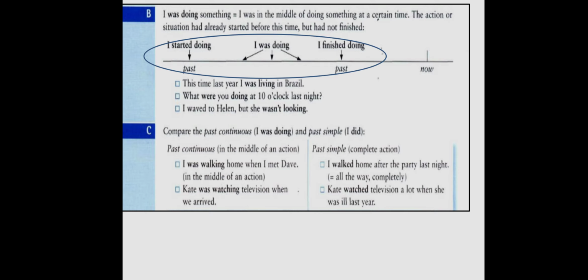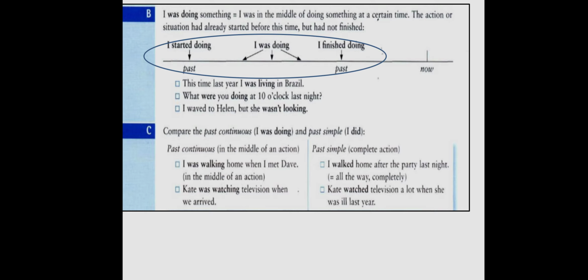And this can be in the form of the rule of the conjunction when. So we say, when I waved to Helen, she wasn't looking. She wasn't looking before I waved, and after I finished waving, she wasn't looking as well. So when the action is completed, waved, it took past simple, and the action which remained continuous took past continuous, and both actions were in the past.